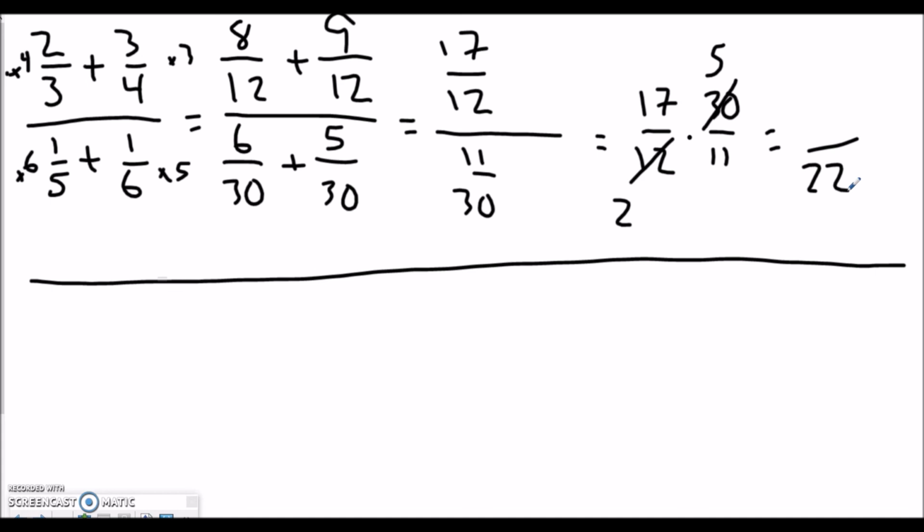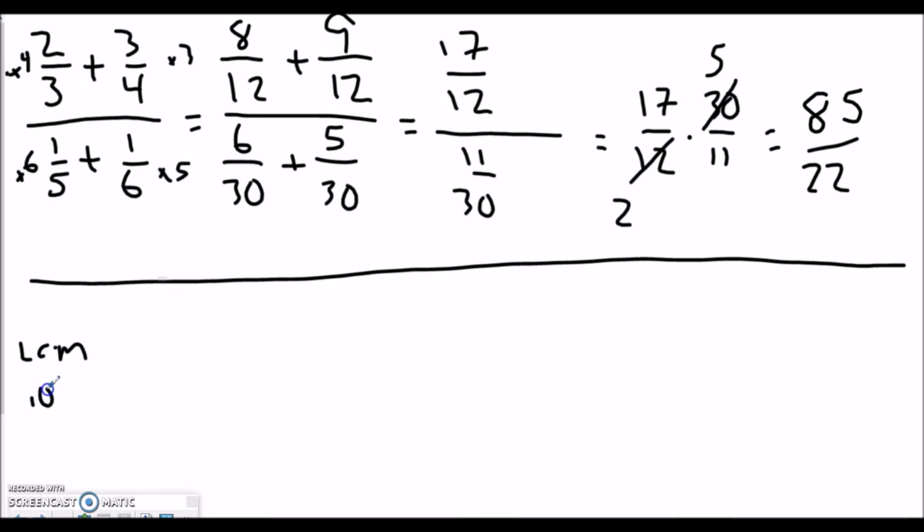2 times 11 is 22, and 17 times 5 is 85. A weird fraction, but that's okay. What if we did it the least common multiple way? Well, here I'm going to list my multiples of 5, because those are easy.